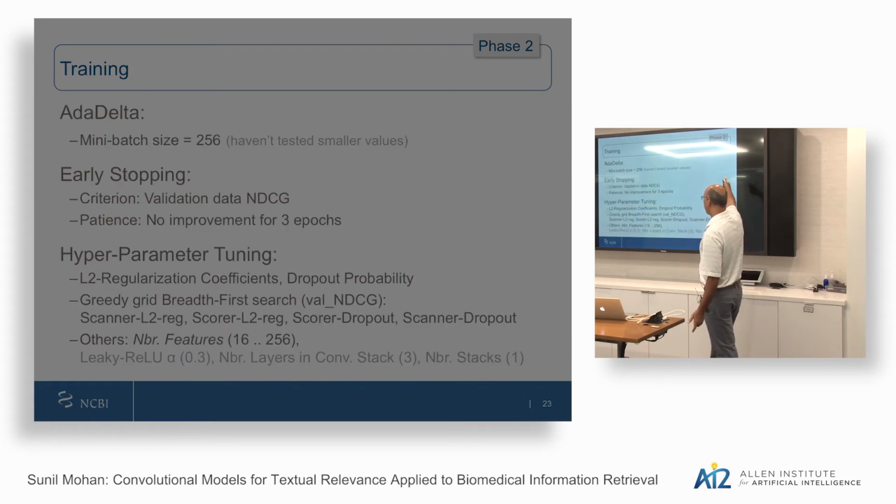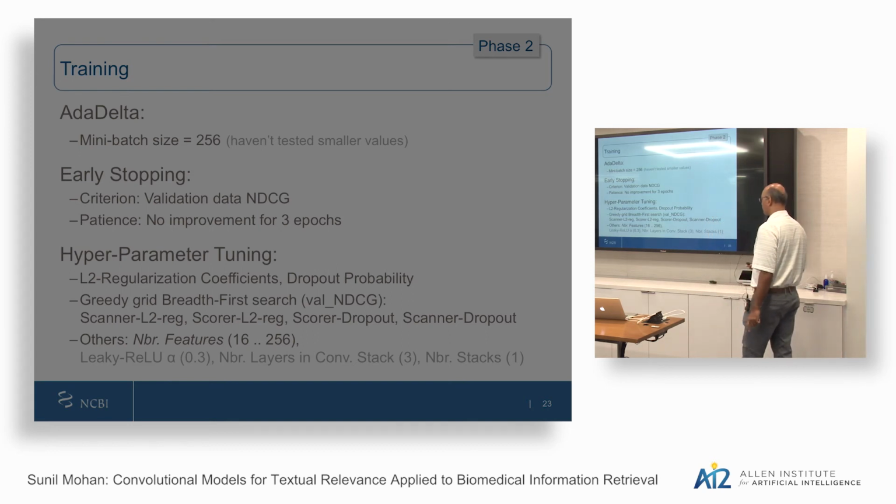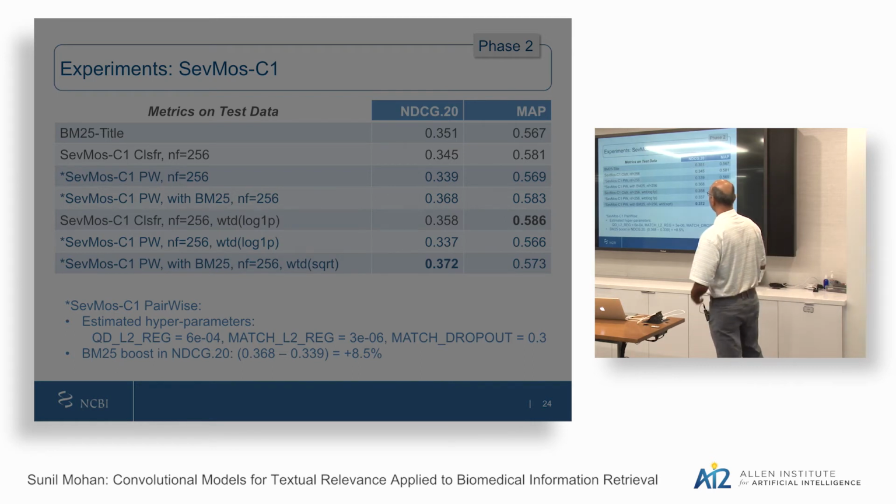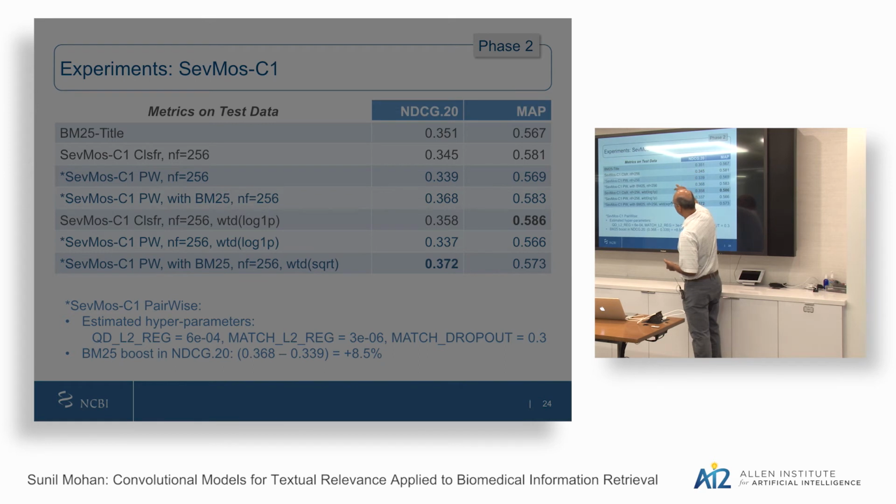For training, I used Adadelta with early stopping, and as I mentioned, the hyperparameter tuning was done using validation data NDCG. And so let's look at SevMouse again. In black are the original numbers, and then the blue are the pairwise models.